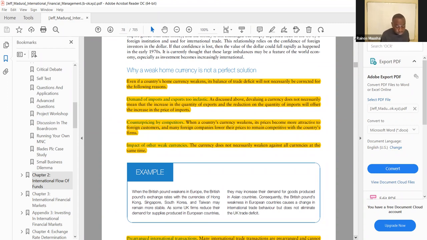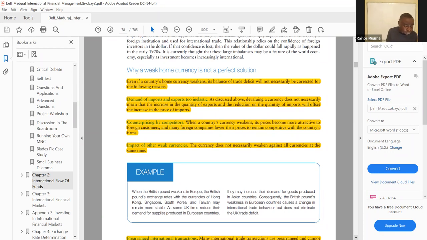Then there's also the issue of counter-pricing by competitors, where they say when a country's currency weakens, its prices become more attractive to foreign customers, and many foreign companies lower their prices to remain competitive with the country's firm. So this is another situation where even if our currency depreciates against the foreign country, the companies, especially in industries where there are few firms operating in that particular country, are basically trading with one particular country, or in most cases a few countries.